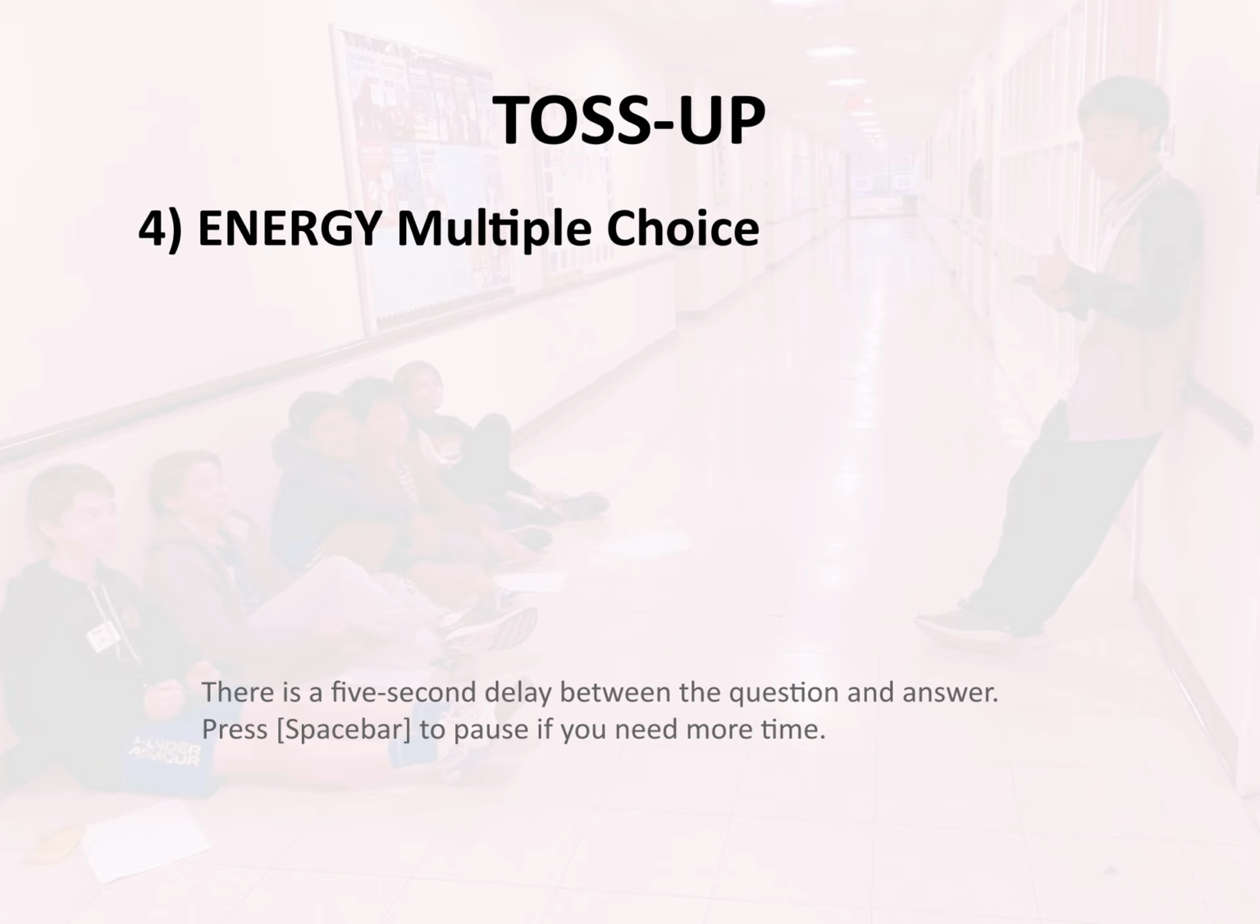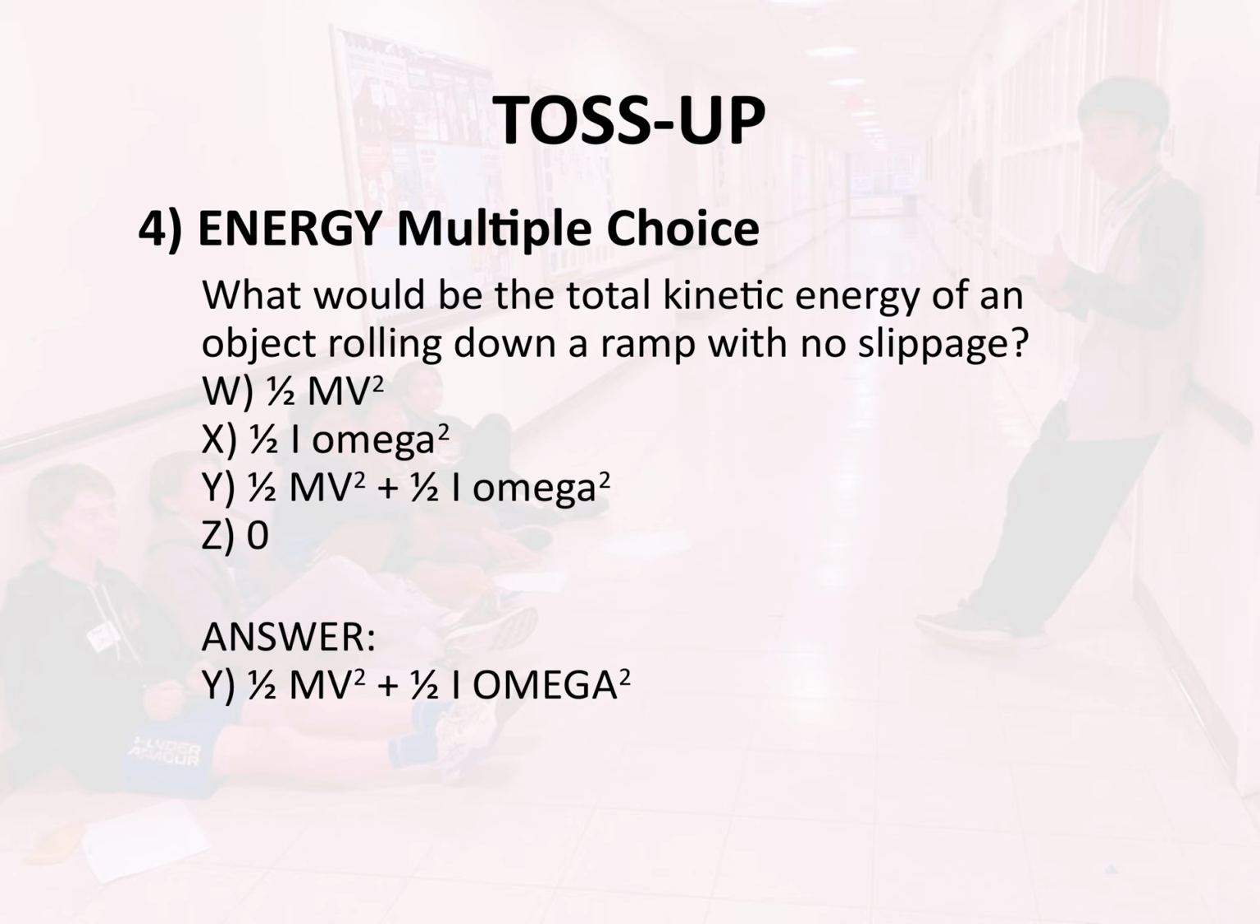Toss-up 4. Energy multiple choice. What would be the total kinetic energy of an object rolling down a ramp with no slippage? W, half mv squared. X, half I omega squared. Y, half mv squared plus half I omega squared. Z, 0. Answer. Y, half mv squared plus half I omega squared.